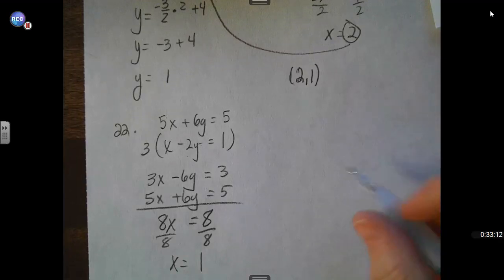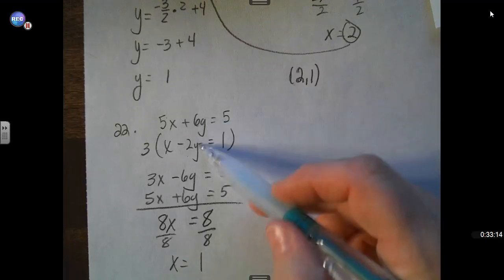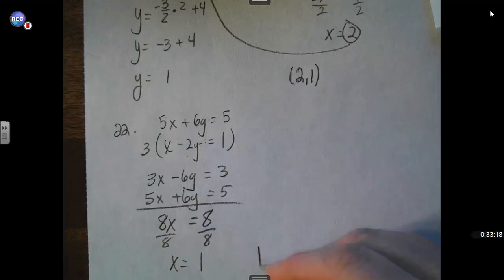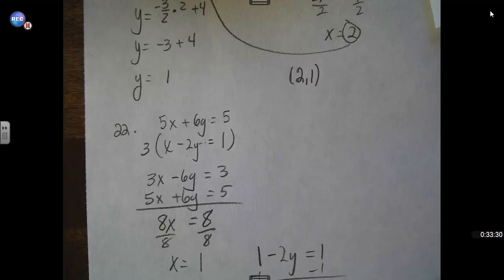And then to find y, I can plug that into either of the top two equations. I'm going to plug it into that second one. So I'll get 1 minus 2y equals 1. Subtract 1 from both sides. Negative 2y equals 0. So y is 0.